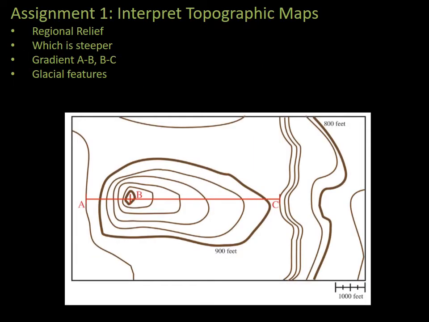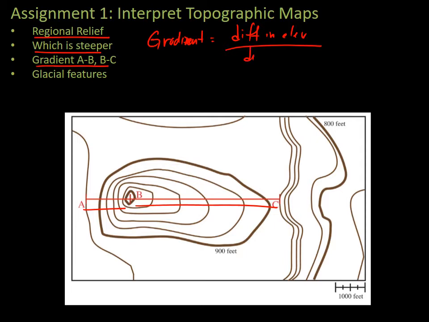In this next part of the assignment, you're going to be doing a number of things with this topo map. One is calculating the regional relief, which is the difference between the highest point and the lowest point. Looking at areas which are steeper. Is A to B steeper, or is B to C steeper, using line spacing. And calculating the gradient. The gradient is a way of quantifying steepness. Gradient is calculated using 2 points. And you take those 2 points and you figure out the difference in their elevation divided by the distance between them, and then multiply that whole thing by 100.